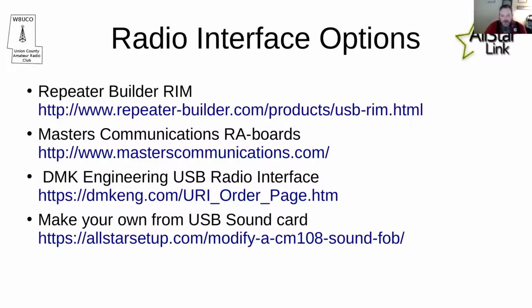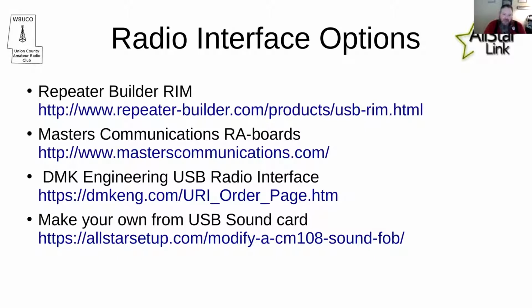There are different radio interface options. Repeater Builder makes RIM and RIM Lite products for different radios. Masters Communications makes several RA boards. The one I have is the RA35. They make some that have more options, and I think a couple with fewer options. And you can buy RA boards either assembled and tested, or as a kit and put them together yourself.